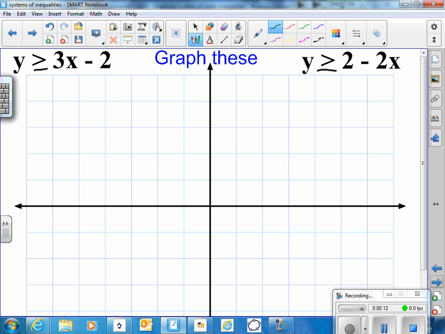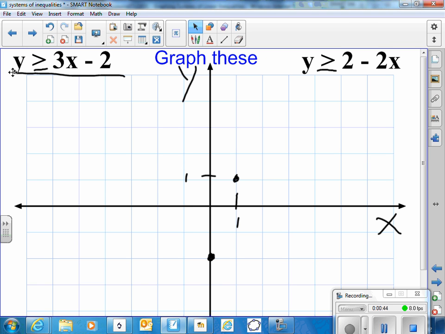So we can graph one inequality, y is greater than or equal to 3x minus 2. Let's go ahead and say each square will be 1. Here's our x-axis, here's our y-axis. So that would cross the y-axis at -2, y-intercept of -2, slope of 3, up 3 over 1. Because it includes equal, I'm going to have a solid line. So I'm going to connect that with a straight line tool.